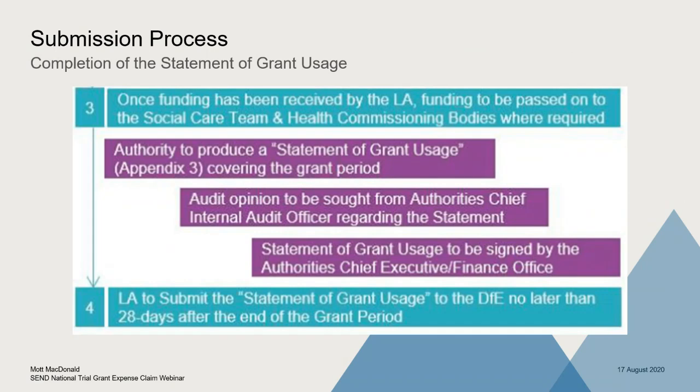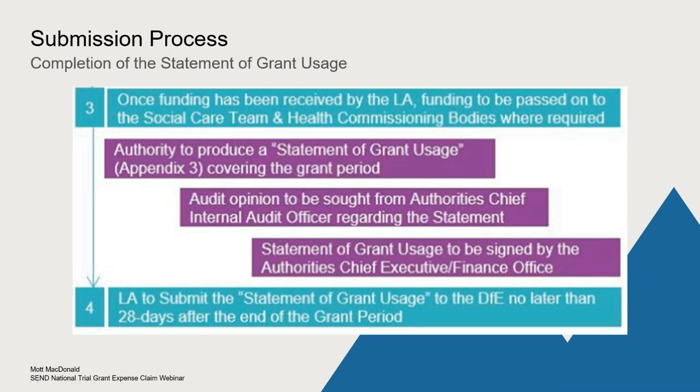Stage 3 is the distribution of funds and completion of the statement of grant usage section. We'll notify you via email to confirm whether the funds have been paid to the LA. And when the funding has been received, the LA must disperse the funding to the social care team and health commissioning bodies where required.